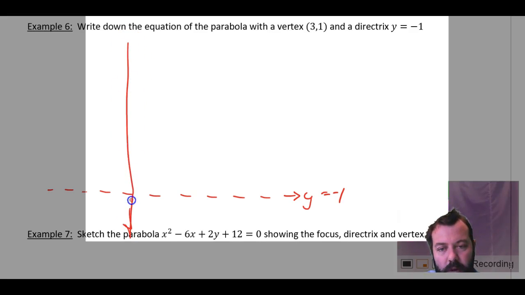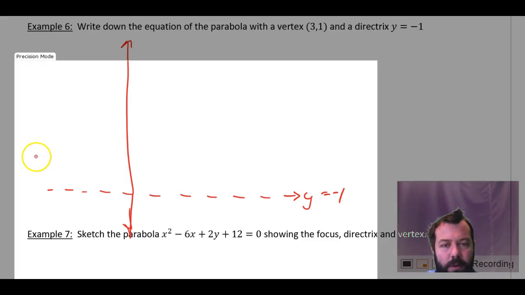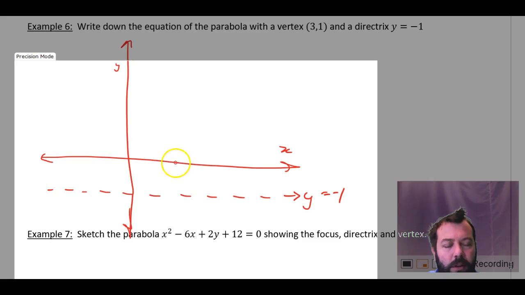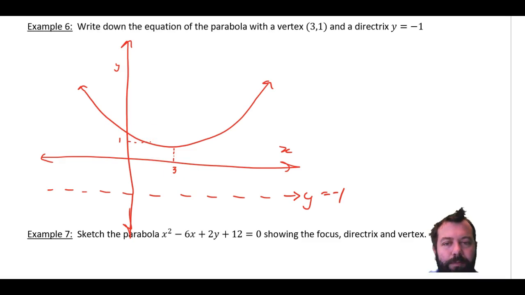So we can draw in our axes. Not very tidy, I'm afraid. Right, that's our x-axis. Now y-axis here. Now, the vertex is at 3, 1. So 3, 1 over here. Let's put it here. Means that my parabola looks something like this. A little like that. So there's 3 there, 1 there. Now, that's generally indicative. That's going to get us through a lot of our trouble.